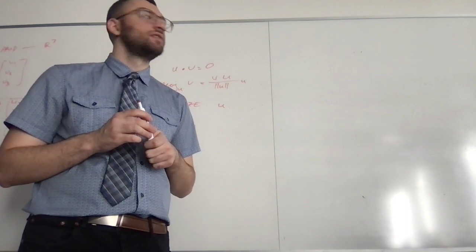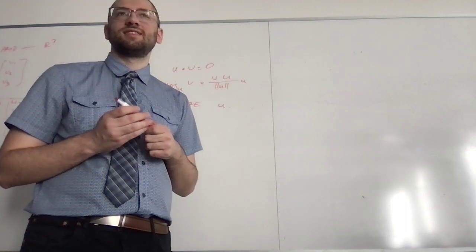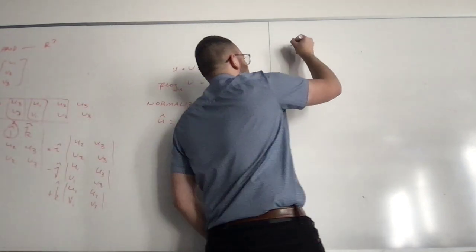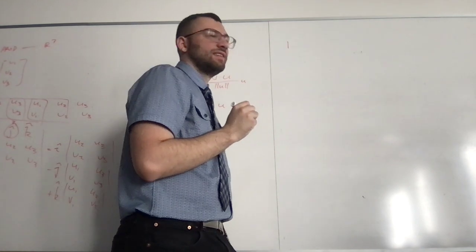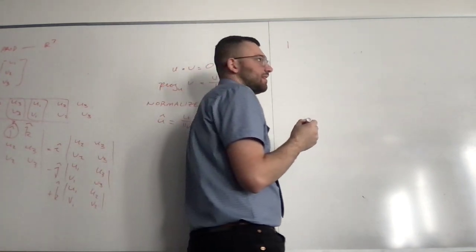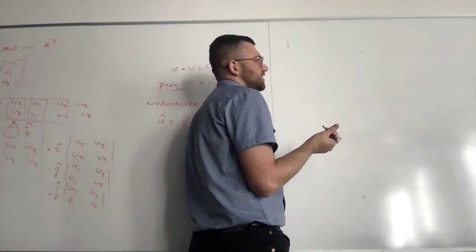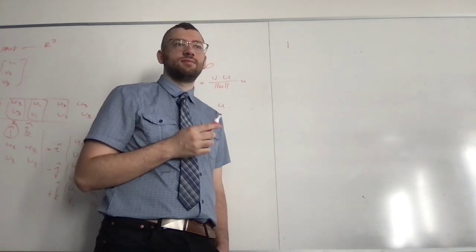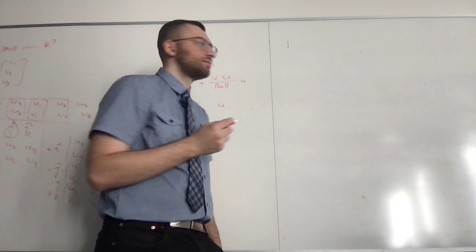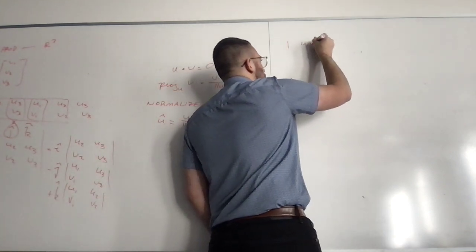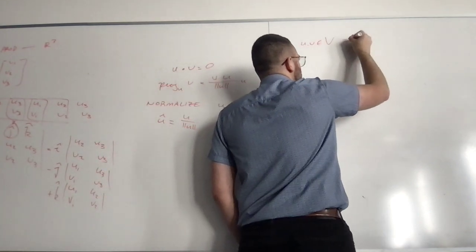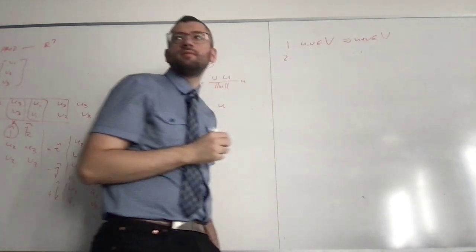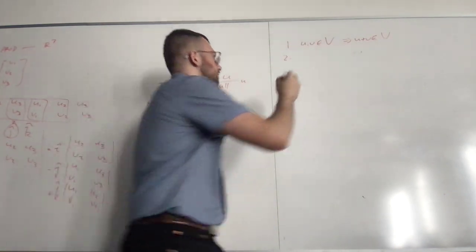Vector spaces. What are the 10 vector space axioms? Number 1. There's 5 properties that have to do with addition and 5 properties that have to do with scalar multiplication. First one is U and V are vectors, then the sum has to be a vector. Yep. What's the second one? U plus V equals V plus U. Yep.